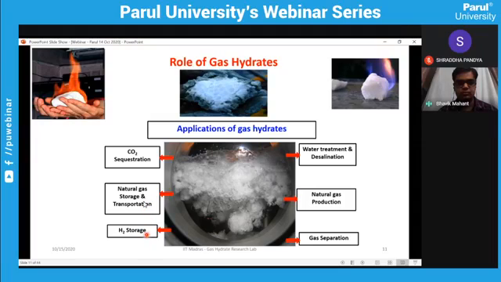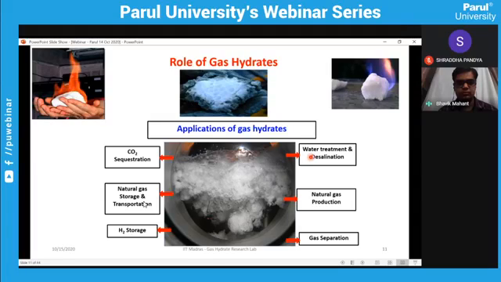Then we can store hydrogen also. This is a major advantage, because hydrogen is the future of the fuel and energy sector. But we cannot use hydrogen now because, as you all know, first it is very flammable, and second, if we go for liquefaction, it requires too much economic burden. We can also treat water or do desalination, because we have water with contamination.